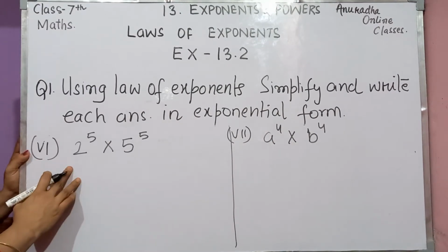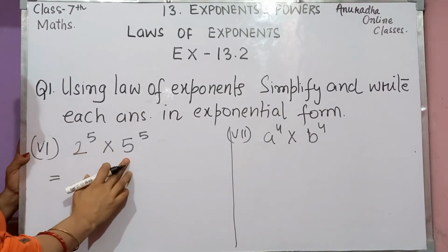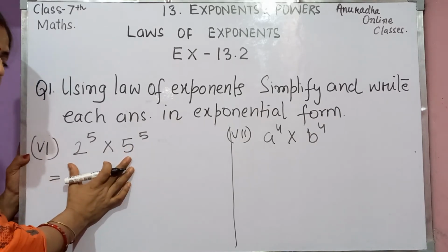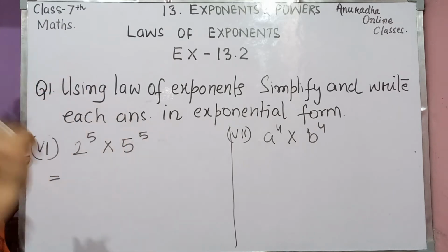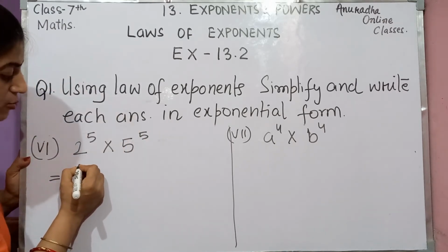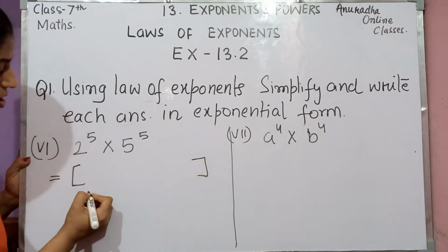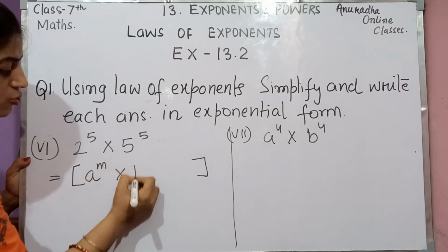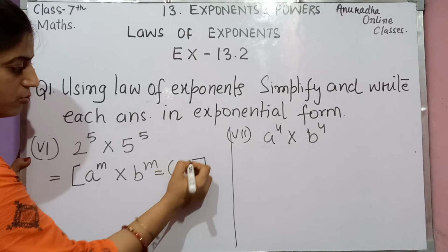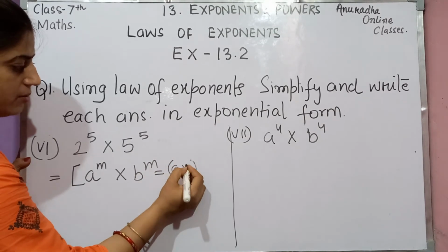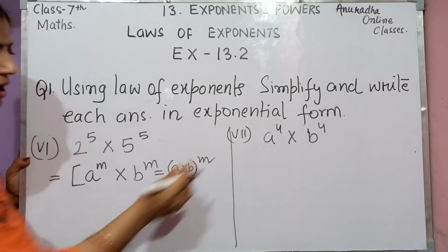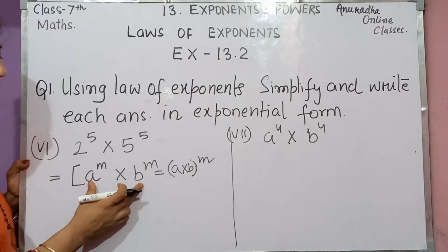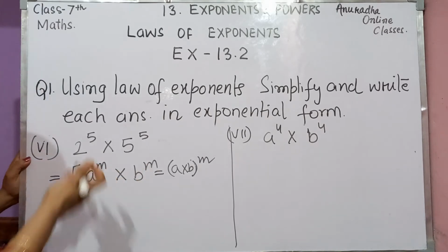See children, here is your sixth part, that is 2 raised to the power 5 into 5 raised to the power 5. Now you can see the bases are different and powers are same. That means we are using which law? By using a raised to the power m into b raised to the power m, that is equal to a into b raised to the power m. M is common, we have taken the power common and we will do multiplication of a and b, means the bases.